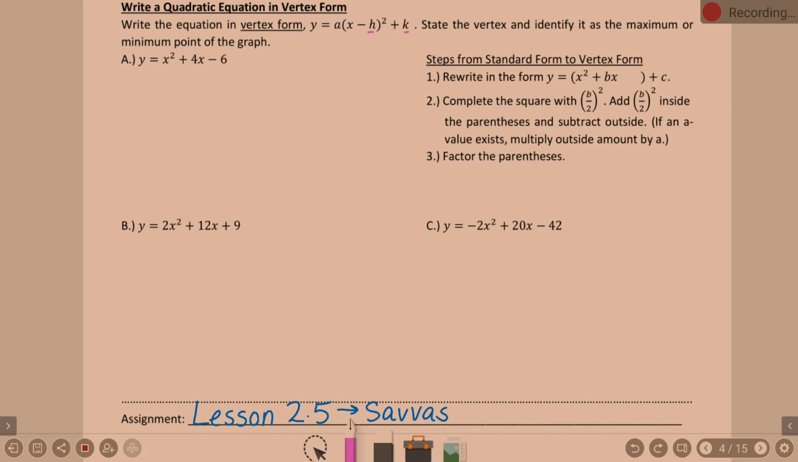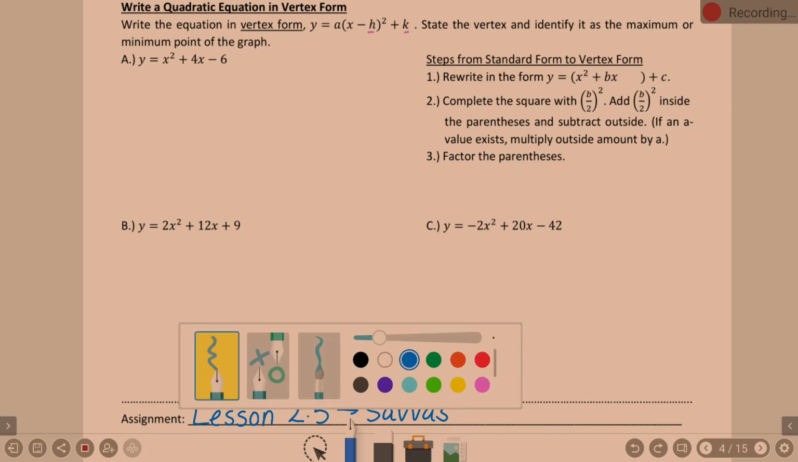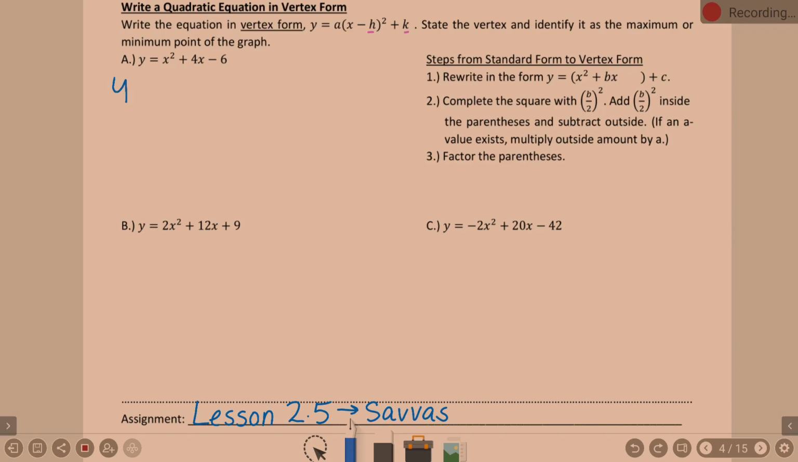So, step 1. Rewrite in the form y equals, this time it's x squared plus bx in parentheses, and then after you're going to take that c value and push it outside the parentheses. So that's going to be our first step. So as we look at 1, I'm going to keep it as y equals. I'm going to start a set of parentheses. I want my x squared and my x term in those parentheses. So it's going to be x squared plus 4x in my parentheses.